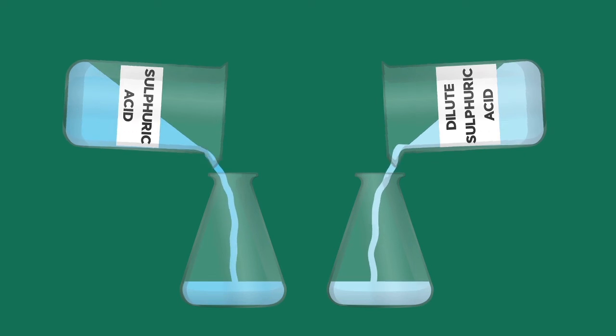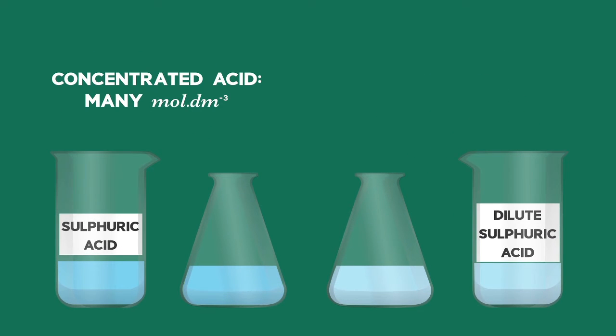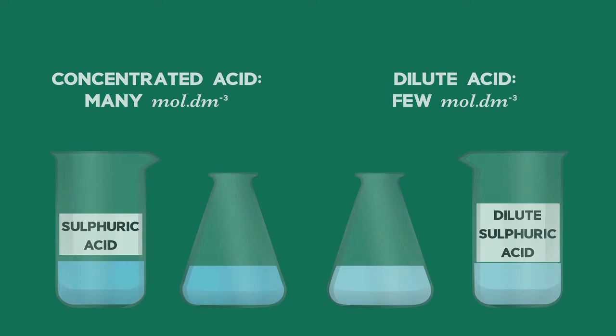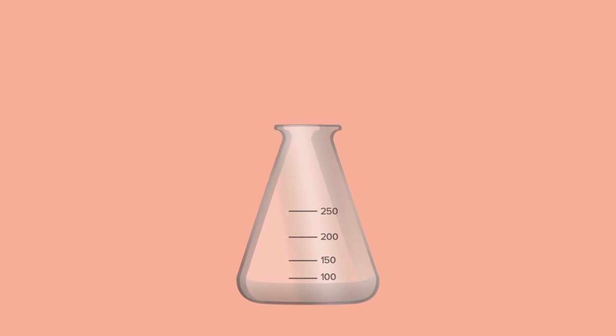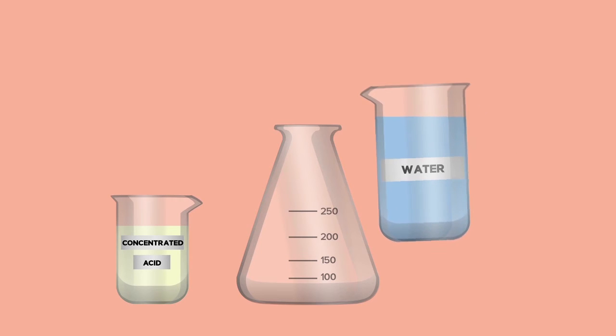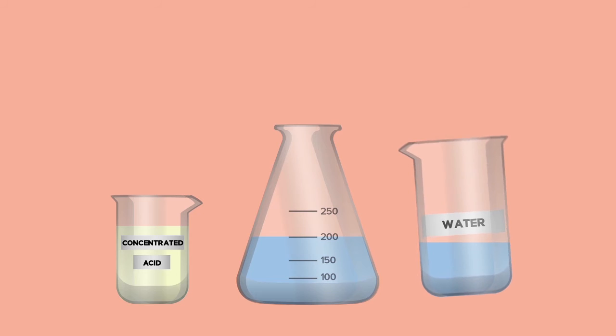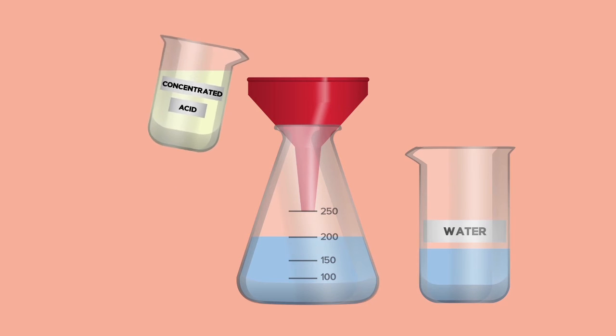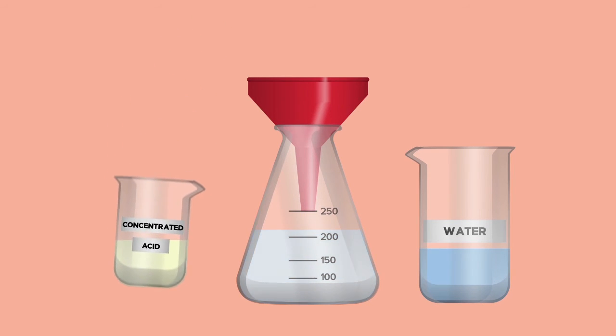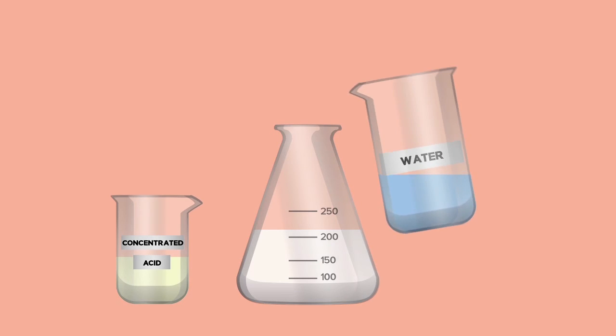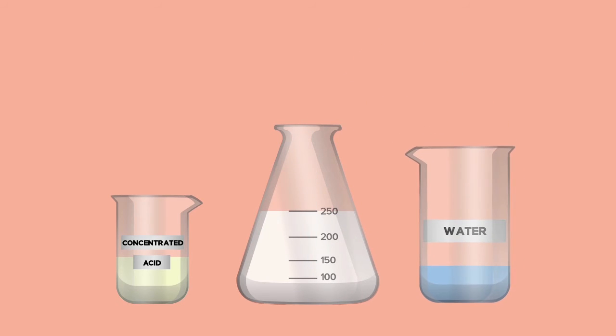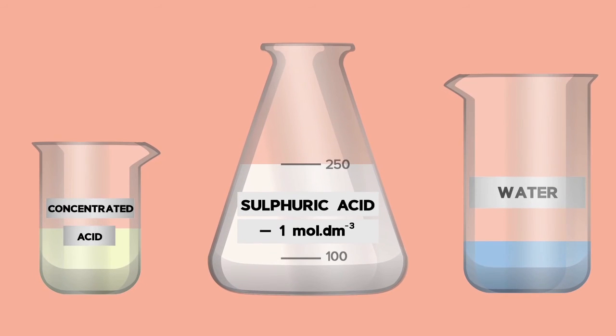Concentrated acids contain many moles of the acid per unit volume of solution. Dilute acids have fewer moles of acid per unit volume. Dilute acids are prepared by adding a small amount of the concentrated acid to distilled water. Remember that we always add concentrated acid to water and not water to a concentrated acid. This is because the concentrated acid becomes very hot as it ionizes with the water, and this can lead to steam with a spray of the concentrated acid in it being given off.